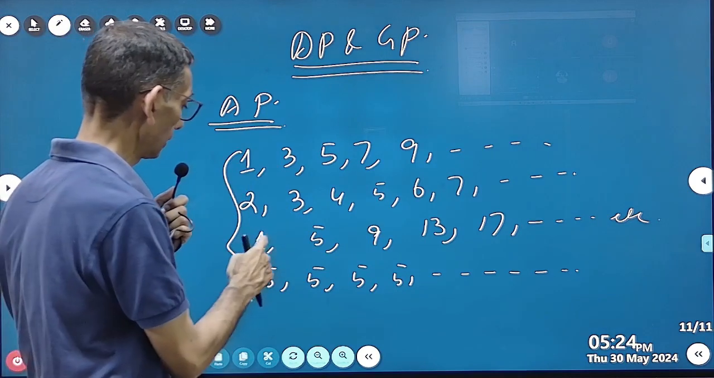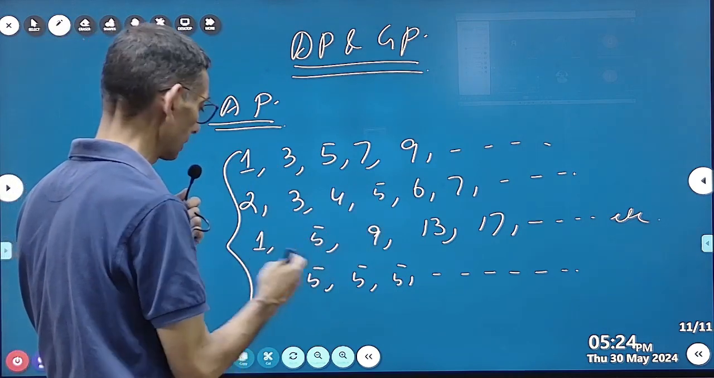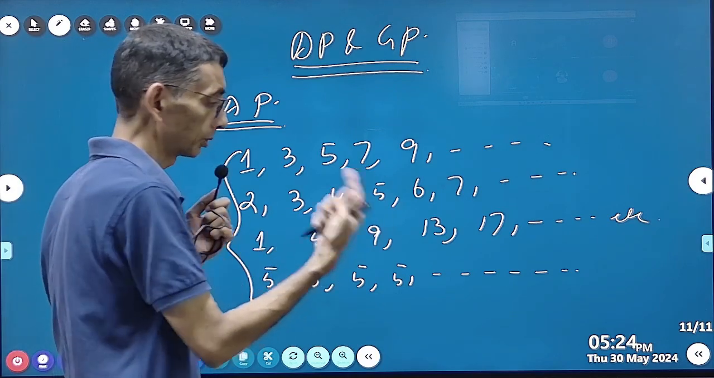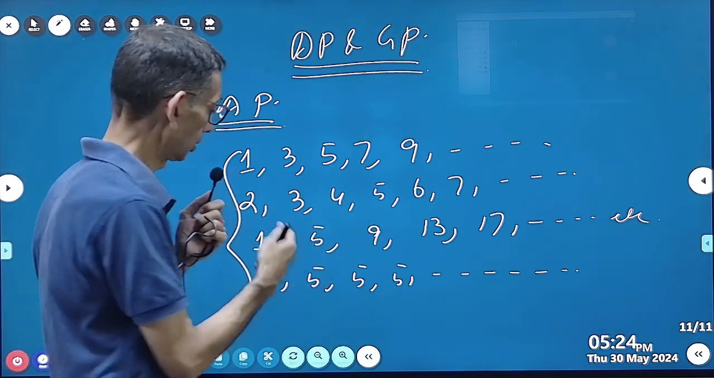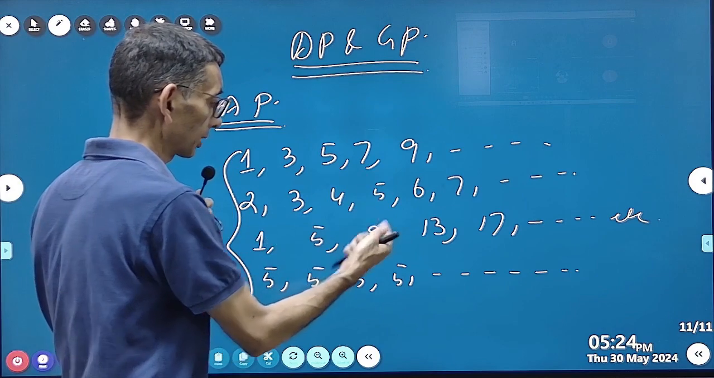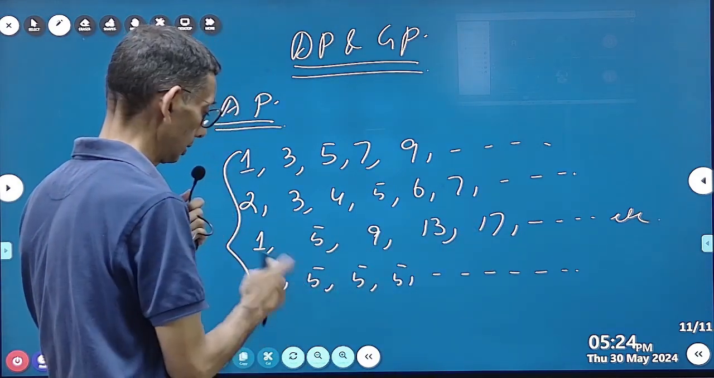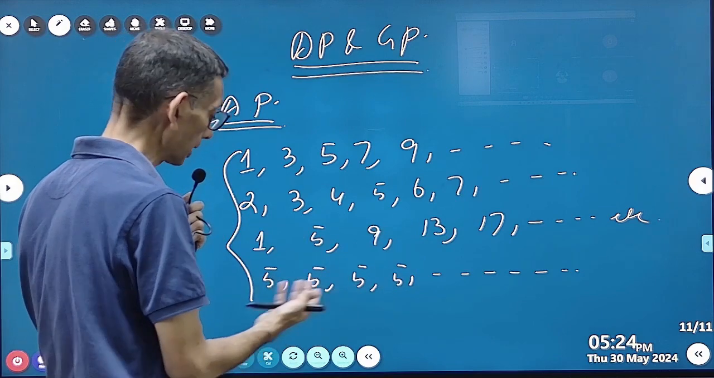So now here, how did you get 5? By adding 4. 1 plus 4 is 5. So every time you have to get the next number by adding 4. 1 plus 4 is 5. 5 plus 4 is 9. 9 plus 4 is 13. 13 plus 4 is 17. Like this. Or some sequences can be also like this.